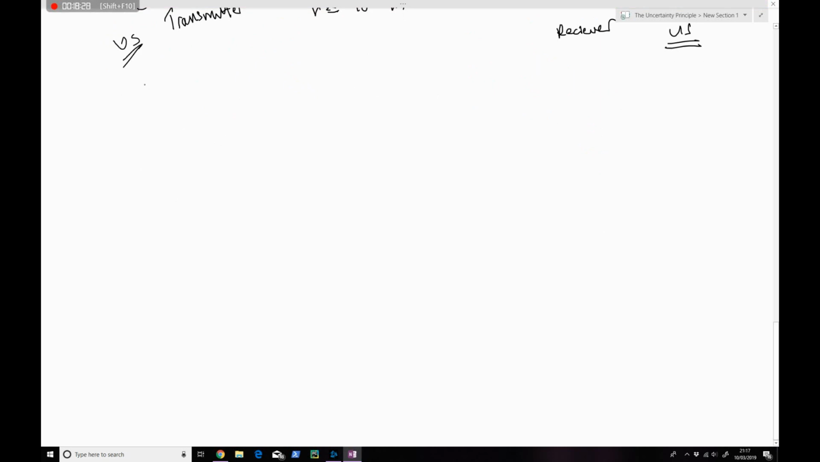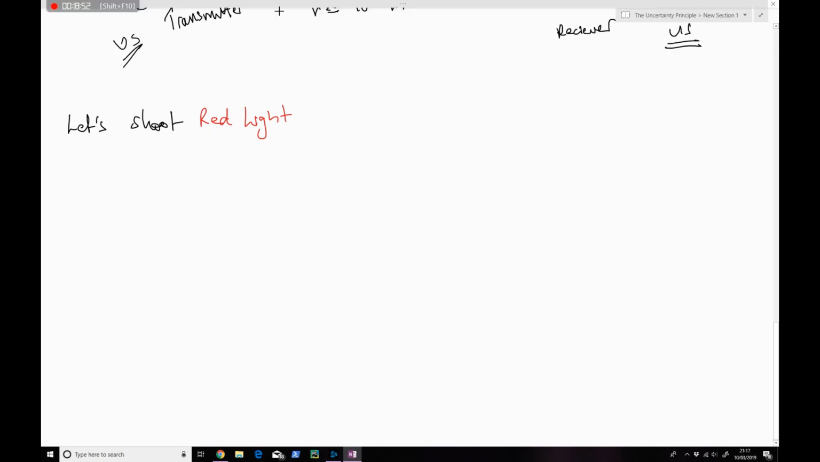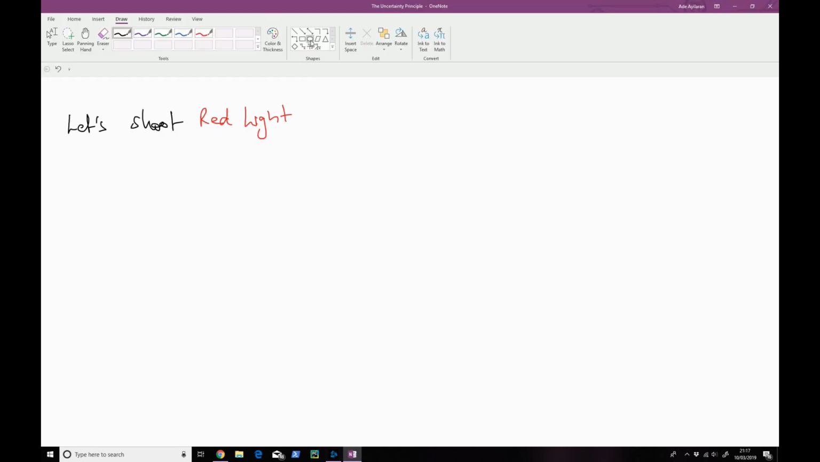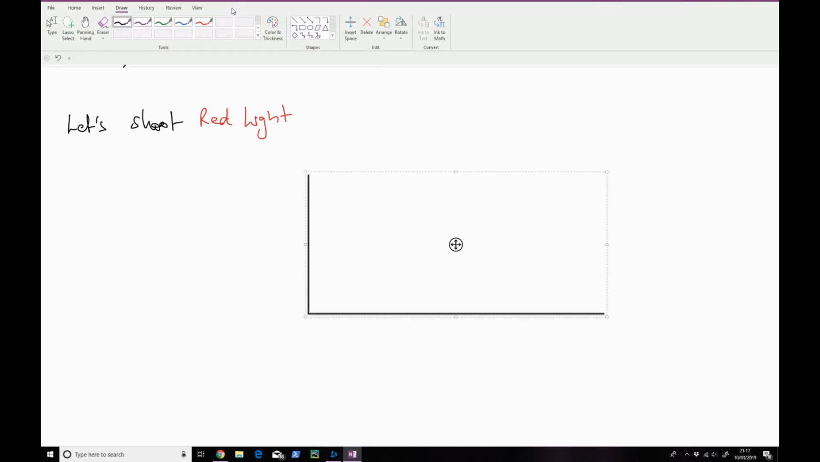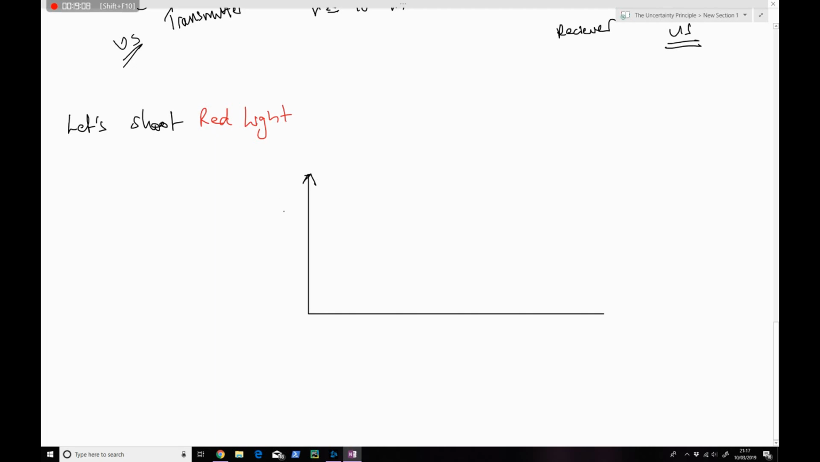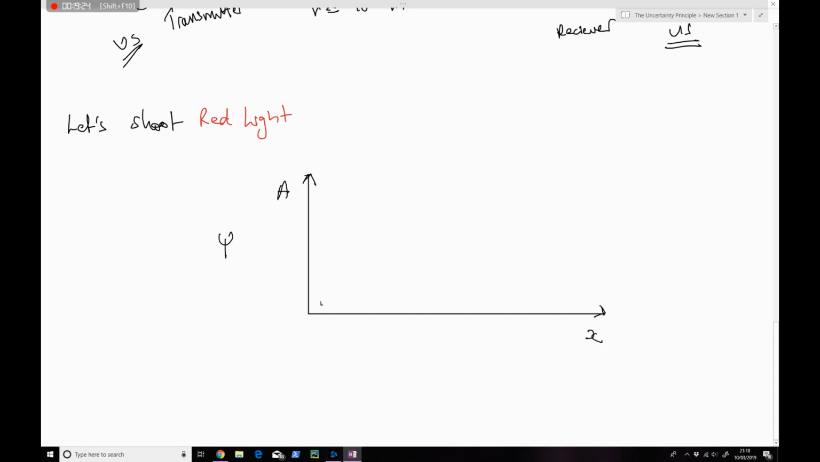Okay, so first of all, let us shoot red light. The red light will interact with the electron, scatter, and come back to us. Now the point is that we are going to measure the resulting wave function of the backscattered light. Our y-axis is going to be the amplitude of the wave function, so the wave function is psi, and the x-axis is going to be the position. Now, when we use red light, we are going to get this pattern here.